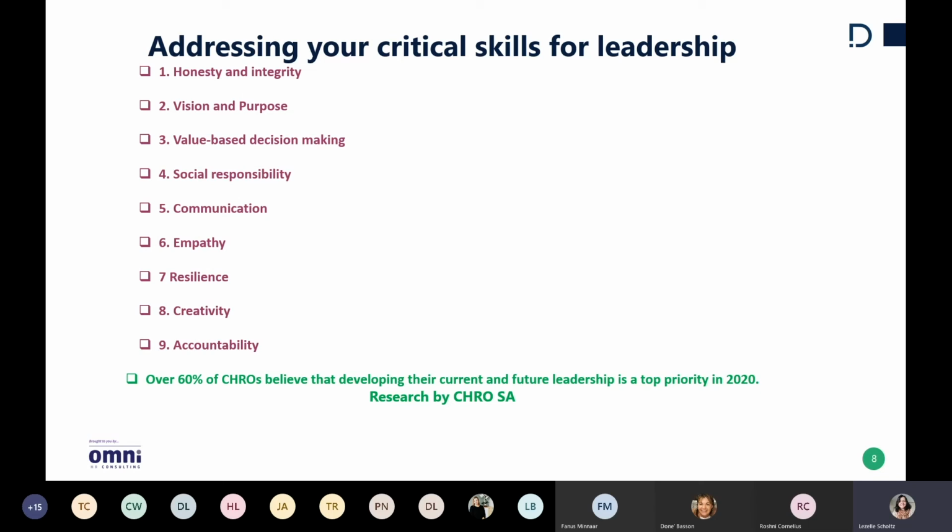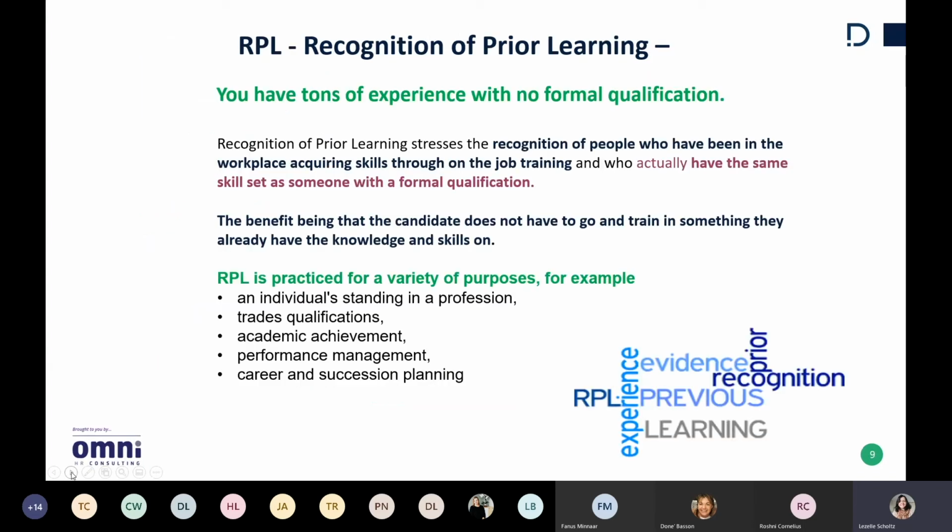So the last tool that I would like to share with you in how you can build your leadership pipeline is what we call RPL. All right.